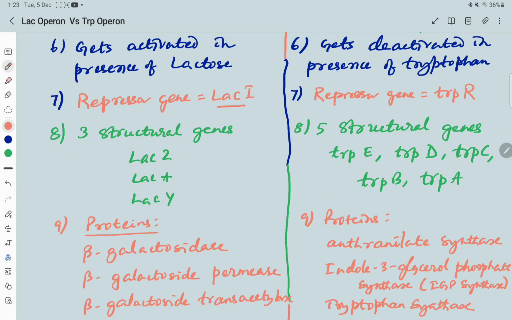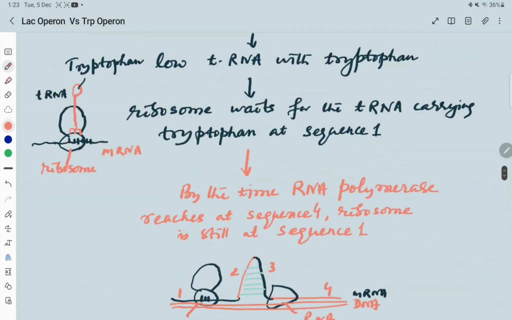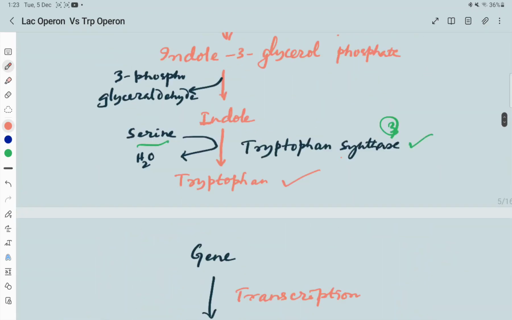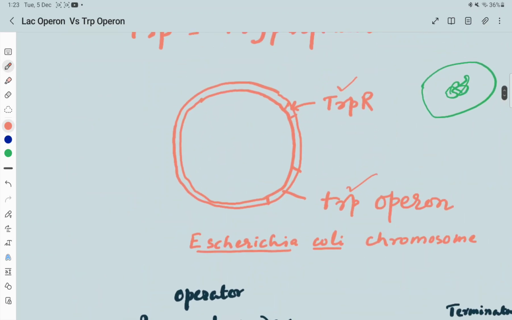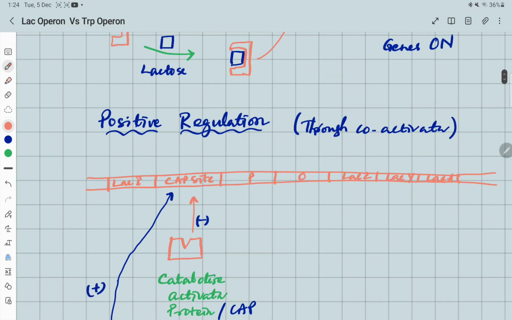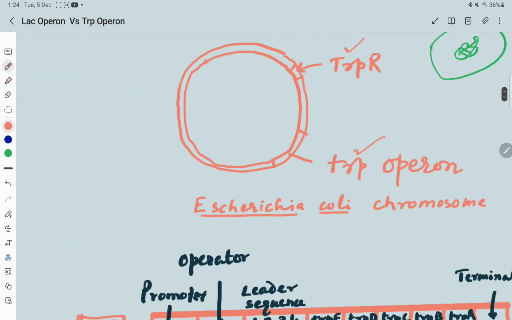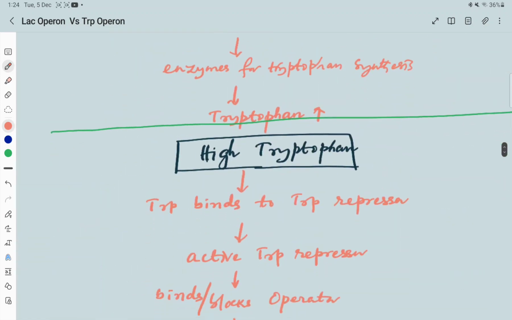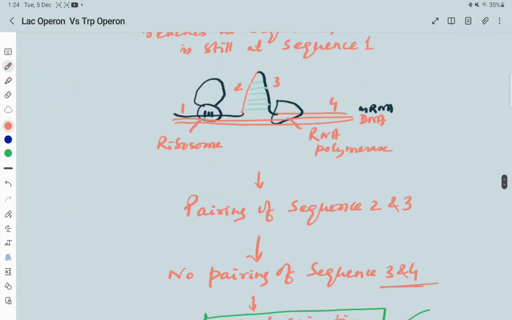So this point, the 7th point, you can see that here the TRP operon is here. It is the TRP-R, the regulatory gene is away from the operon. Whereas in case of LAC operon, you can see the regulatory gene LAC-I is closer, and just between the LAC-I and the promoter of the operon, there is a CAP site, catabolite activator protein binding site. So the next difference.